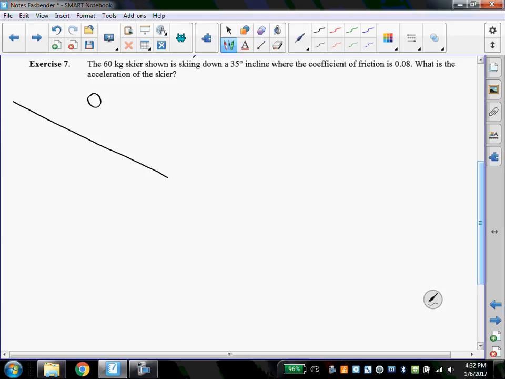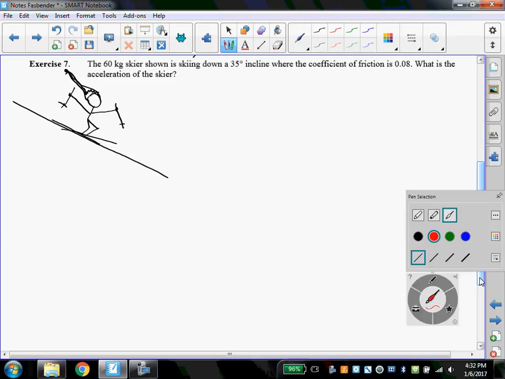Here is the hill our skier is going down. And we'll try to draw a nice little skier on this hill. There we go. There are the skis. And here's the skier's arms. They're holding on to some poles. And maybe the skier even has a cool hat. All right. So there's our skier.